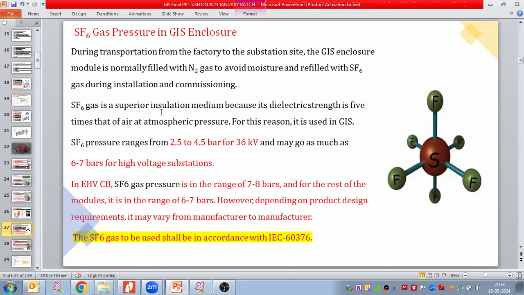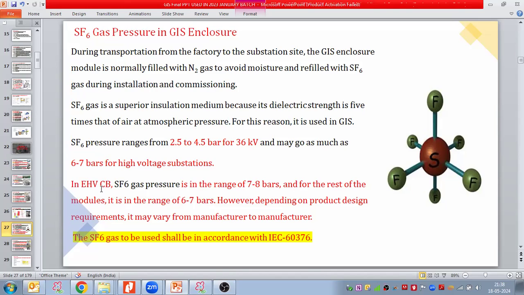SF6 gas is a superior insulating medium because its dielectric strength is 5 times higher than air. For this reason, it is used in GIS substations. The SF6 gas pressure ranges from 2.5 to 4.5 bar for 33 kilovolt or 36 kilovolt. It may go higher when the voltage level increases, up to 7 bar or 8 bar as well. So once the voltage increases, the gas pressure also increases.